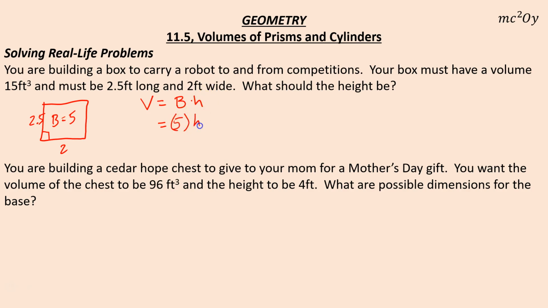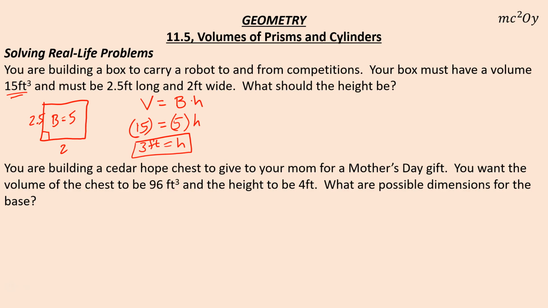We need to know our height, but they do tell us the volume. The volume is 15. So we get 15 equals 5h. Divide both sides by 5. Our height would have to be 3, and we're measuring in feet there. 3 feet.